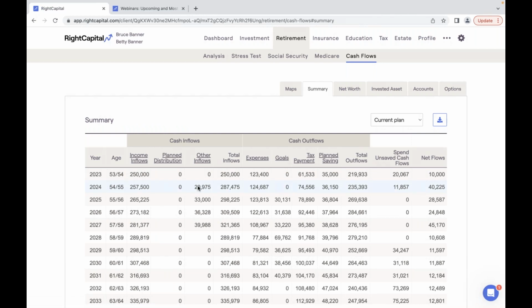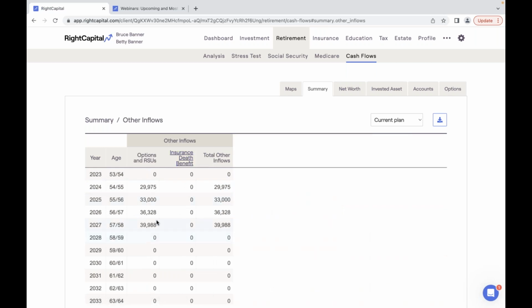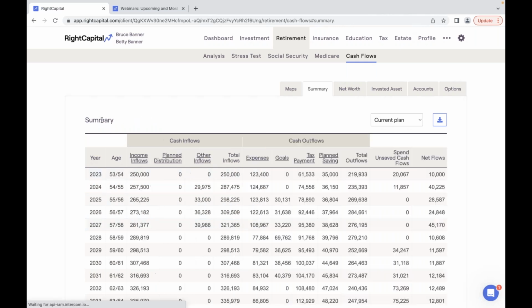Maybe we also see things like some other income inflows, and we're wondering what those are. We know we entered the data, but we're just making sure we're aware of the information. So we can see, oh, looks like there are also stock options or RSUs being liquidated in those years, causing some income to flow into the plan and be taxed appropriately, from a stock plan that was entered in the net worth.